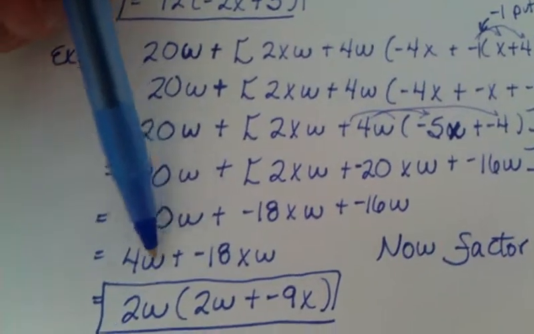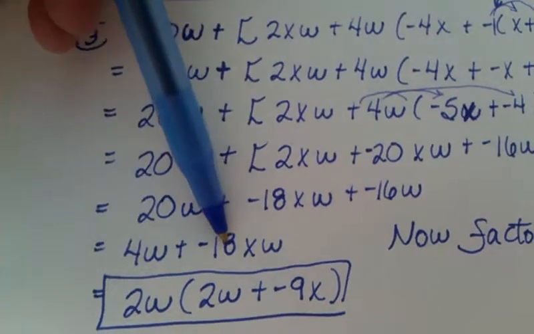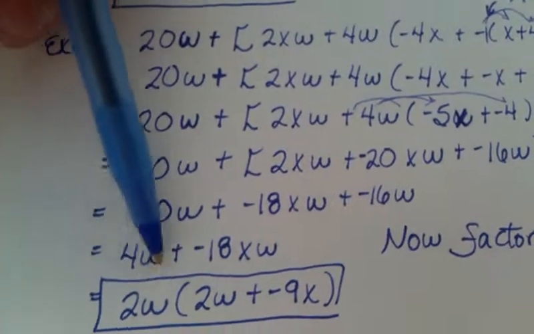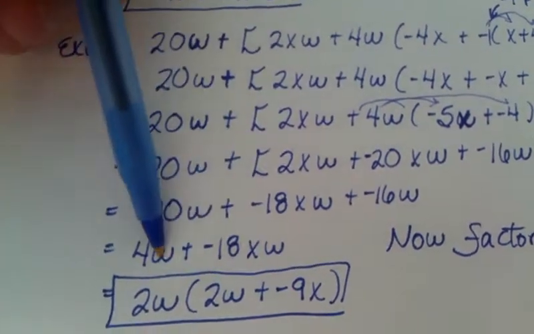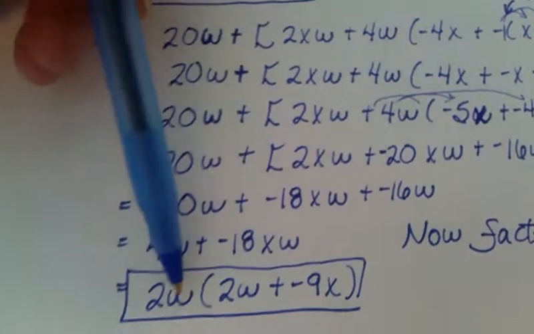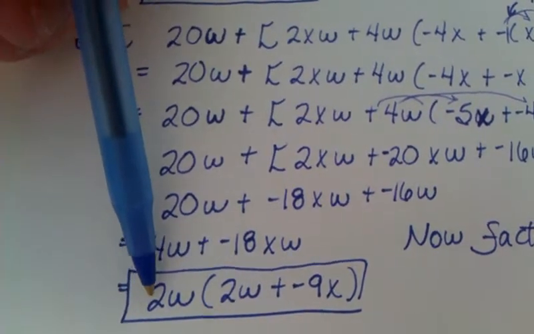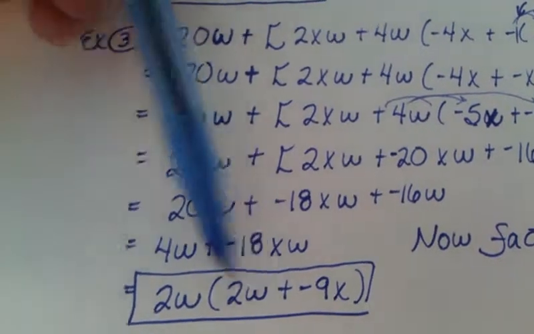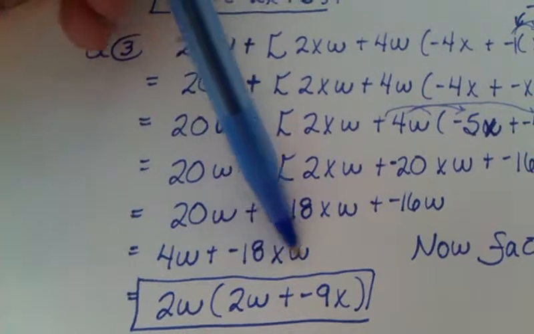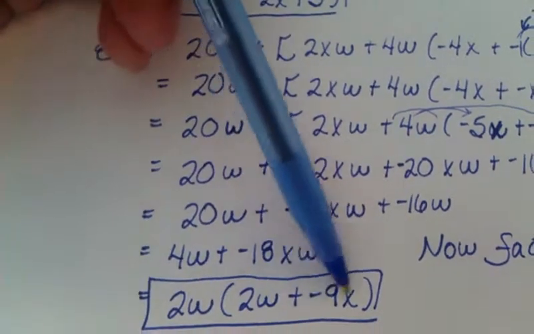Now we're looking to factor, because we did want to factor, and I say, hey, what is the largest number that divides into both of these numbers? And the largest number is a 2. And then, is there a variable that is common to both of these that I can factor out? And yes, they both have a w, so I can factor out a w. So I factor out a 2 and a w, and when I do that, I go 4w divided by 2w, that leaves me with 2w. I go -18xw divided by 2w, and that leaves me with a -9x.